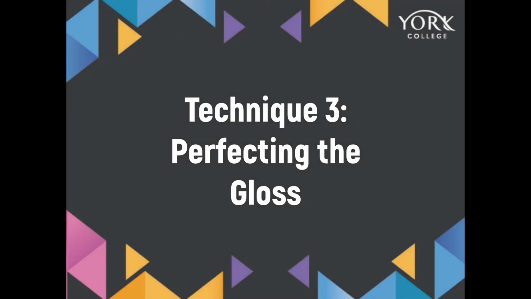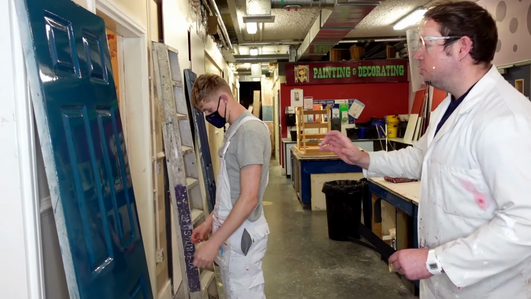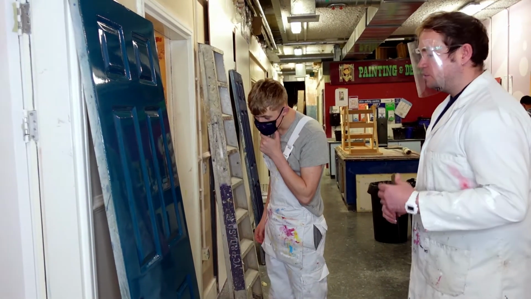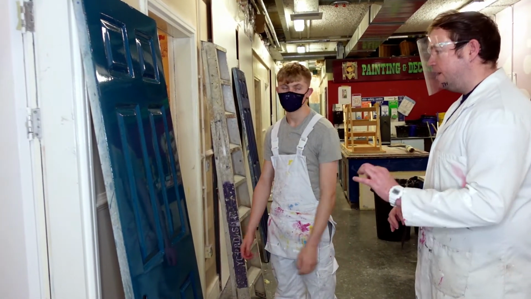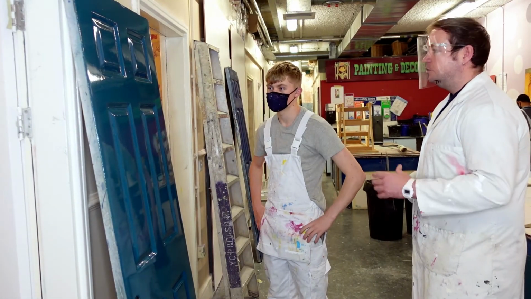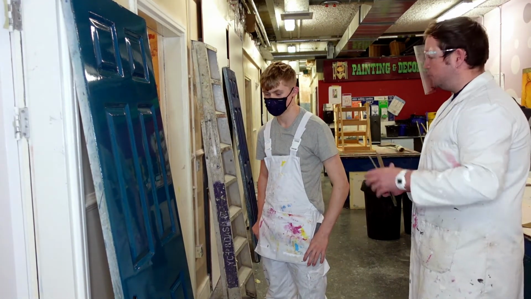Technique 3, perfecting the gloss. Right, Ewan, so what you've done here, you've gone through a process of wet and drying, you've undercoated it, then you've wet and dried again and you've glossed it. What we're going to do now is we want to gloss it again because you've missed a few areas.